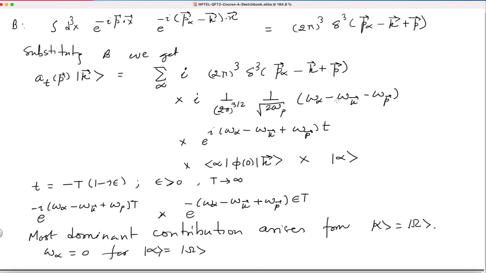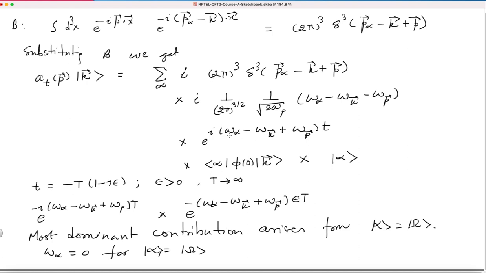omega alpha is zero, so you get minus omega k minus omega p. But delta cube (p minus k) will force p and k to be equal, which means that these two will together contribute minus 2 omega p. Because you have a delta function, which will hit only when k is equal to p, you can identify k equal to p here.